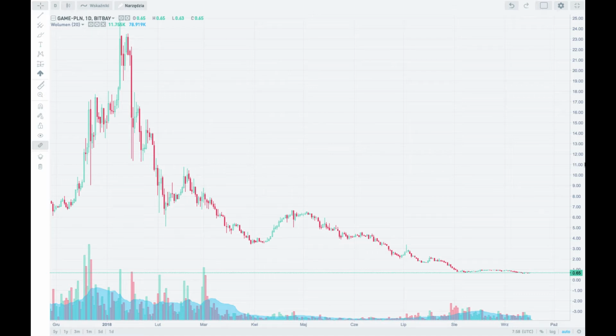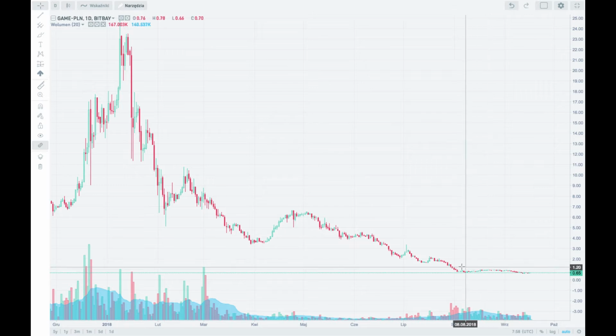Today is Monday the 17th of September 2018, and we are going to take a look at the GAME to PLN technical picture. We are going to start our analysis on a daily time frame chart. As we can see here, since the 8th of January this year, the dominant trend in this market is down. This is quite obvious for everyone who is trading the GAME.